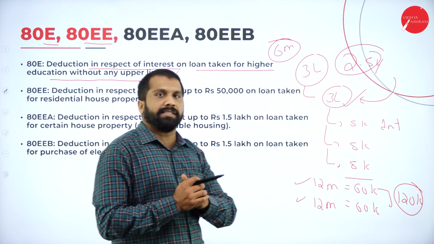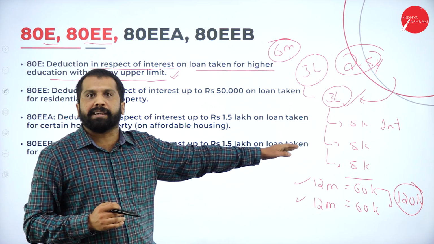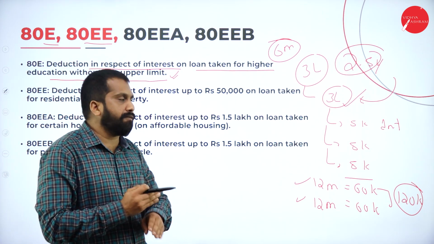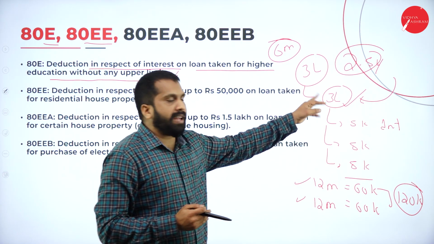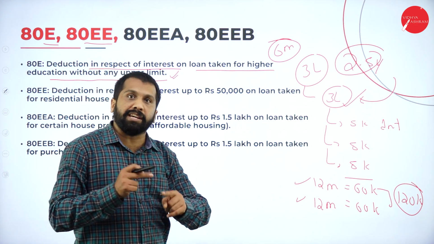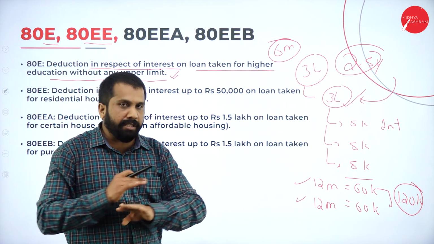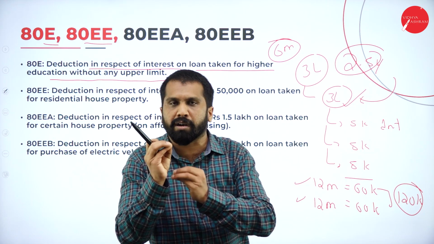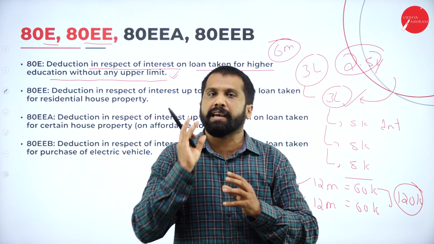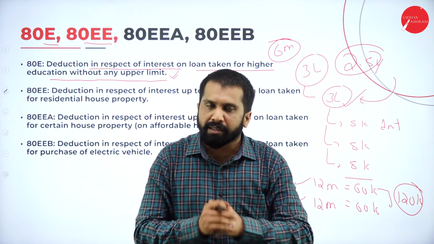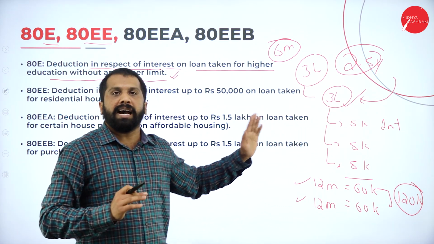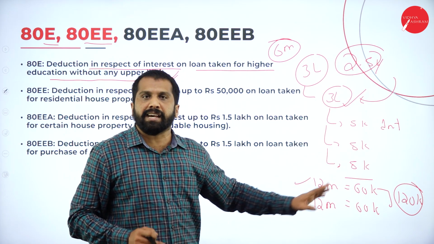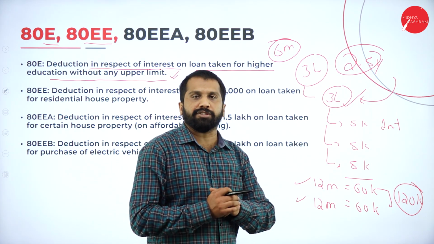So you may think, sir, what is the difference between a normal loan and an education loan? In a normal loan, from the first day itself, you have to pay interest and principal. But in an education loan, up to 2 years, they will not ask you for this 3 lakh. They will ask you only a small amount of interest every month. Hope you are clear. This is all about your education loan, and irrespective of the amount, it may be 60,000, it may be 6 lakh, you can claim it as deduction.